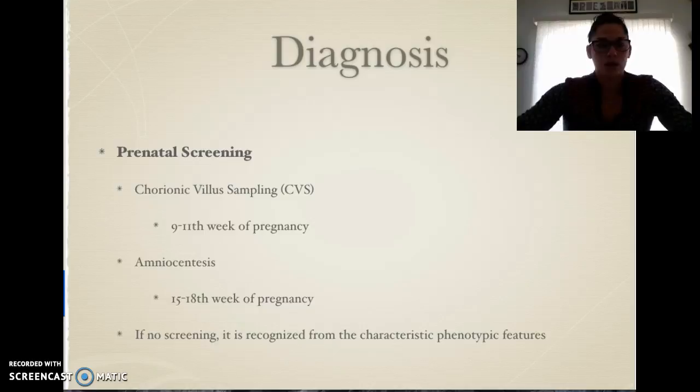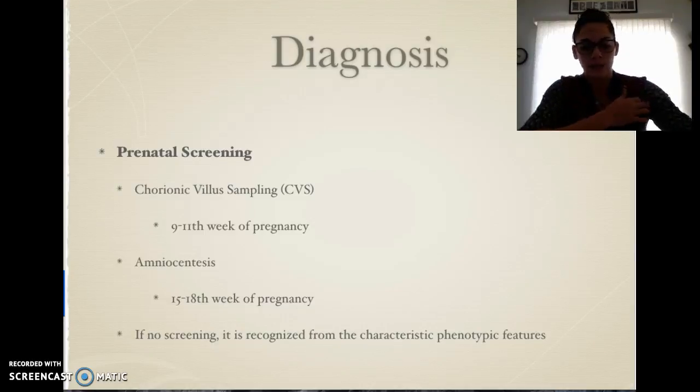Diagnosis. There are 2 tests that can be done. CVS is a prenatal test that diagnoses chromosomal abnormalities. A doctor will take cells from tiny projections of the placenta, and they'll send that to a lab for genetic analysis. The advantage of CVS is that it's done earlier in the pregnancy, usually between the 9th and 11th week of pregnancy. The second test is amniocentesis.